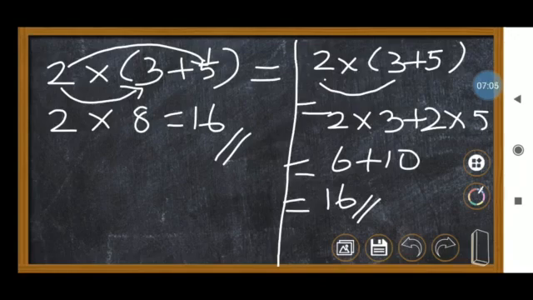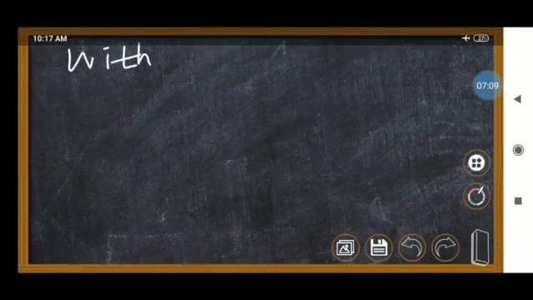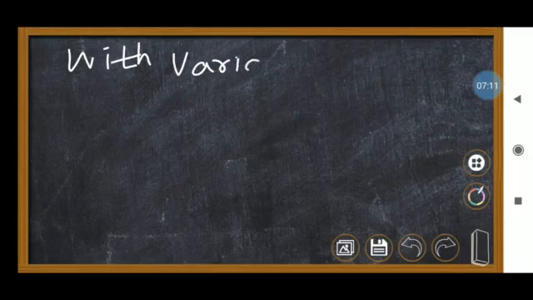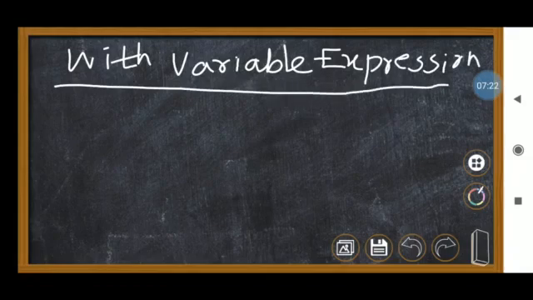So now we are going to see the with variable expression. Okay, so with variable expression. Before that, students, you have to know what is meant by a variable. Variable means its value is not fixed and it can be represented by letters.